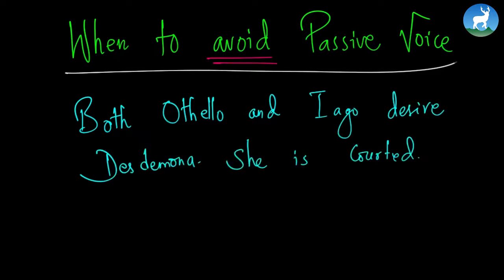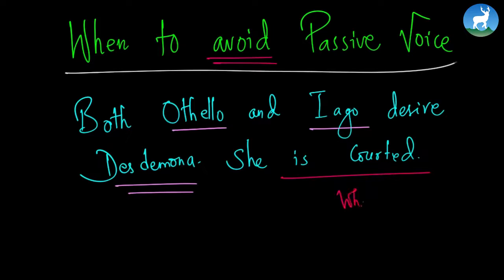Now let's say this is the sentence, right? Both Othello and Iago, these are two characters from Shakespeare's famous play called Othello. So both Othello and Iago desire Desdemona. And Desdemona is courted. I mean, who courted? Like, who courts Desdemona? Is it Othello, Iago, both of them? We don't know. So we ask an impending question: who's courting Desdemona? You see, this is the problem with passive voice.